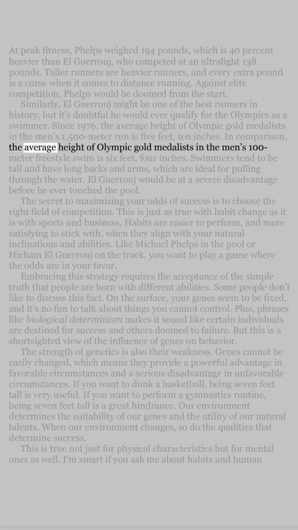In comparison, the average height of Olympic gold medalists in the men's 100-meter freestyle swim is 6 feet, 4 inches. Swimmers tend to be tall and have long backs and arms, which are ideal for pulling through the water. El Garoui would be at a severe disadvantage before he ever touched the pool. The secret to maximizing your odds of success is to choose the right field of competition.